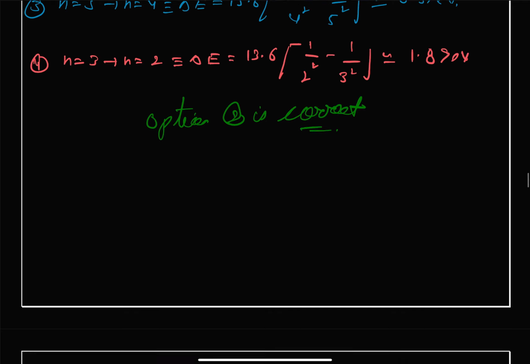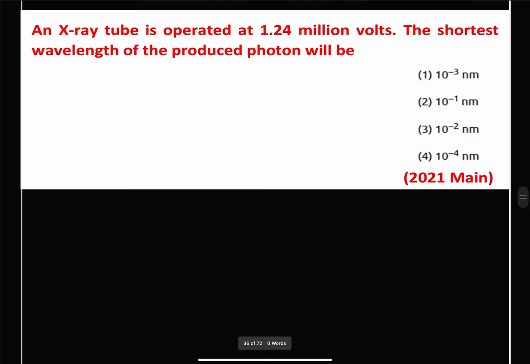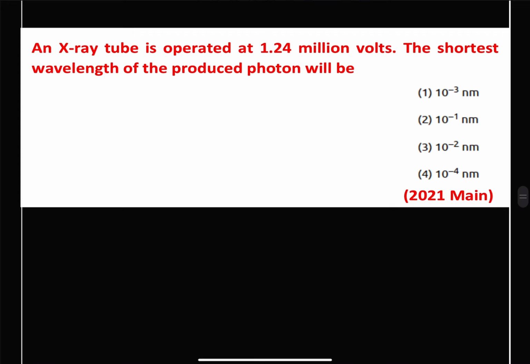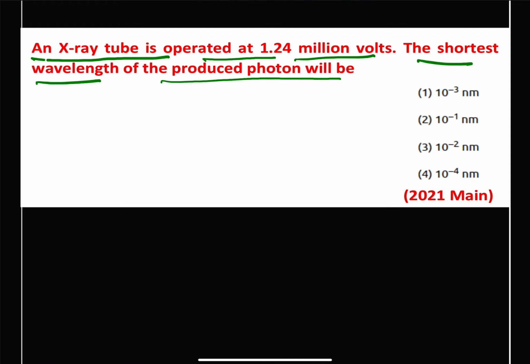Next question. It states that an X-ray tube is operated at 1.24 million volts. The shortest wavelength of the produced photon will be. So this is directly based on the law, which is also called the Duane-Hunt law.